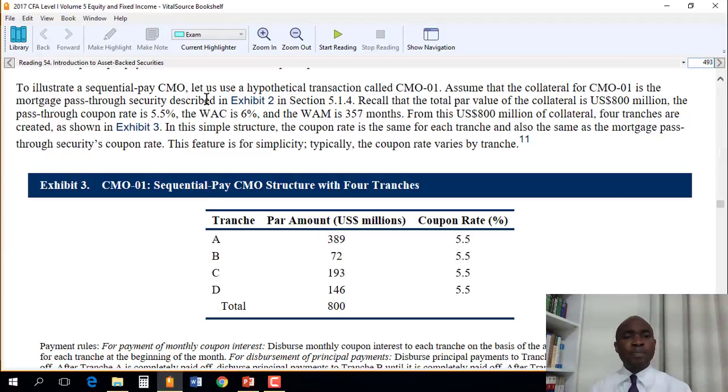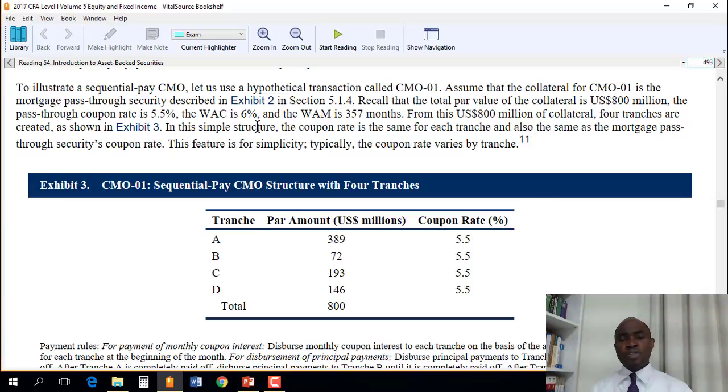Now, to illustrate the sequential pay CMO, let us use a hypothetical transaction called CMO-01. Assume that the collateral for CMO-01 is the mortgage pass-through security described in Exhibit 2, our previous mortgage pass-through. That is now the security. Now, what we're saying here is that when you are creating a collateralized mortgage obligation, or CMO, in this case, the collateral is a pool of mortgage pass-through.